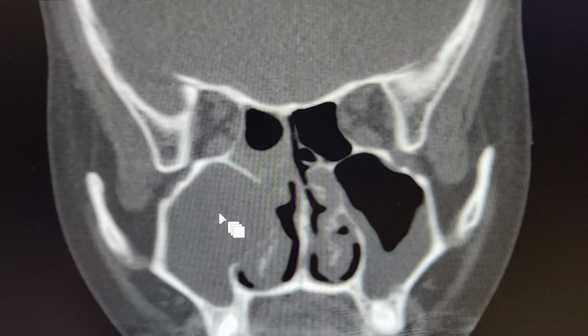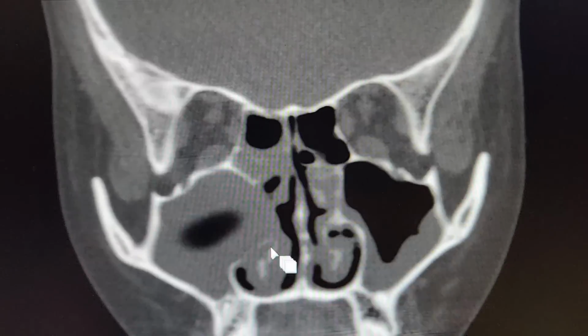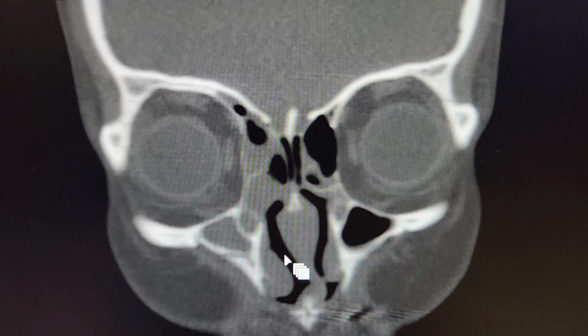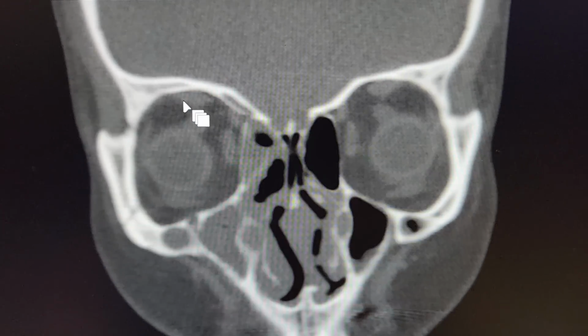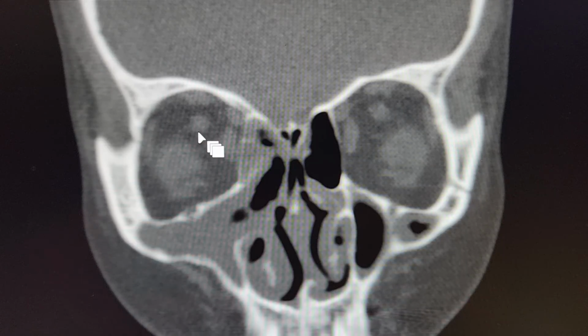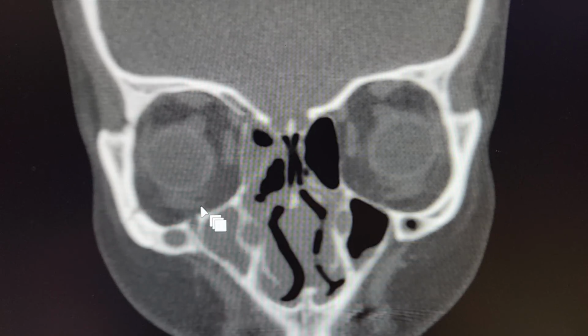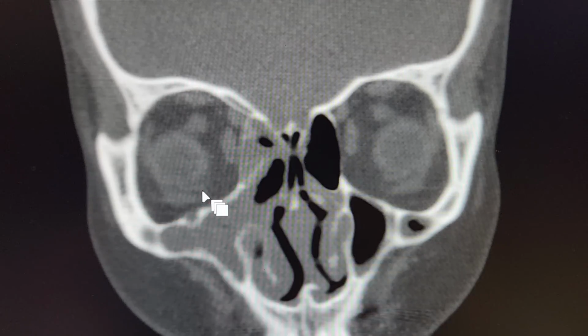So coming more posteriorly, what you can see right now, so the orbit, right? Yeah, so this is the globe of the orbit, and as we keep on going behind, you can see the extraocular muscles, basically the superior rectus, the medial rectus, the inferior rectus, the lateral rectus, and you can see various muscles out there.